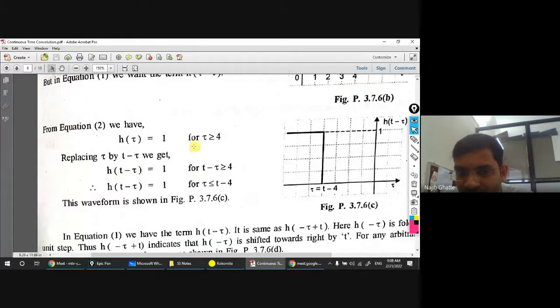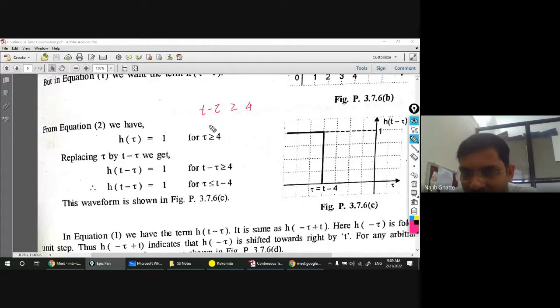So now since I have replaced tau by t minus tau, the same replacement has to be reflected here as well. So I'll write t minus tau greater than or equal to 4. So I'll just do the correction, sir. अब यहाँ पे क्या लिखने वाला, I'm going to write here t minus tau greater than or equal to 4. Fine. Now, what is my interest, sir? My area of interest is tau. So now I need to make this tau coefficient free.